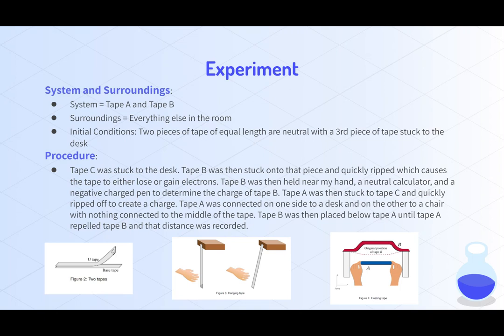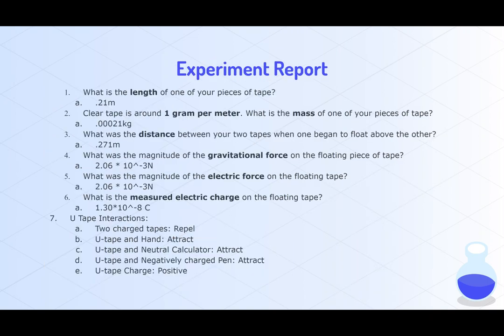Tape A was connected on one side to a desk and on the other side to a chair with nothing connecting it in the middle. Tape B was then placed below tape A until tape A repelled tape B, and that distance was recorded, as seen in figure 4. The length of the tape was 0.21 meters, the weight was 0.00021 kilograms, and the distance between tape A and B was 0.271 meters.